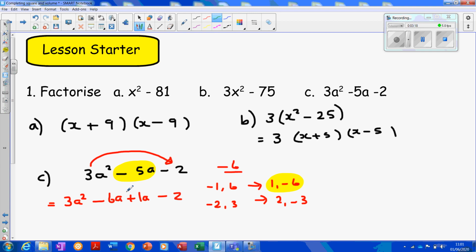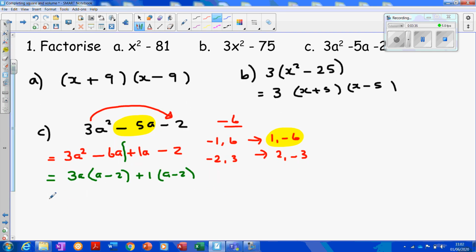Split it down the middle. When I split it down the middle, take out the highest common factor, which is 3a. So that's a minus 2. And there's no common factor there, so when there's no common factor, you just write plus 1 times a minus 2. Right, finish that off, make up your two brackets. The repeated bracket stays as it is, a minus 2, and the other bracket comes from that bit and that bit. So the first bracket is 3a plus 1. And that should fully factorise that question.